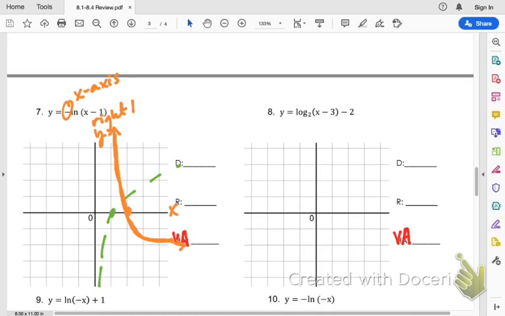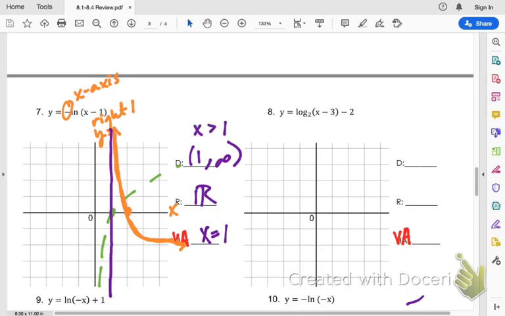It's my beautiful picture. And it'll now have a vertical asymptote at x equals 1. My domain would be 1 to infinity. My range is all real, so now the domain and range switch. And instead of 1 to infinity for domain, if you prefer, you could say x is greater than 1. But now we're using an x instead of a y, because y is for range.